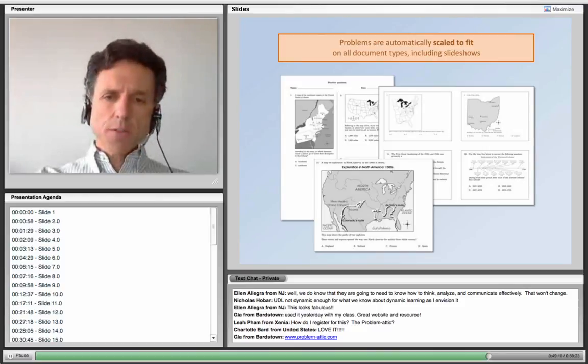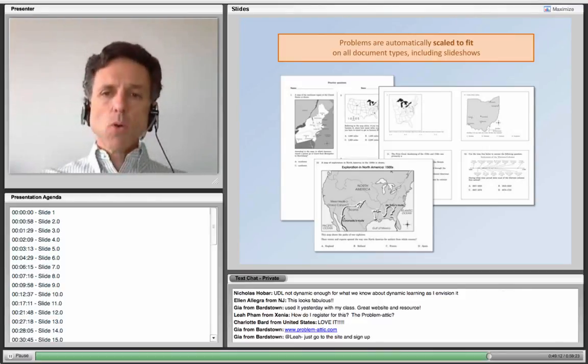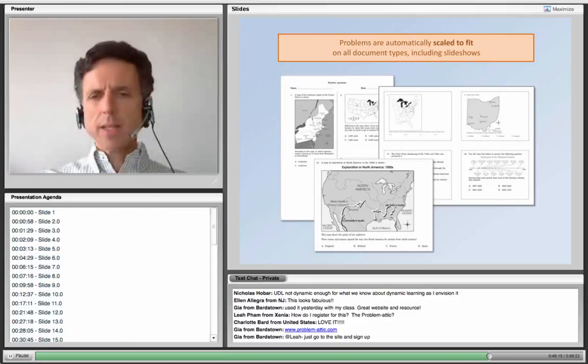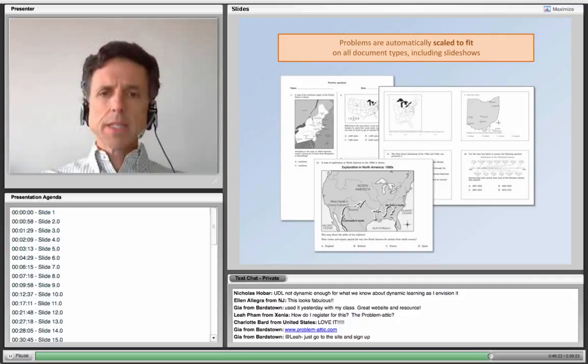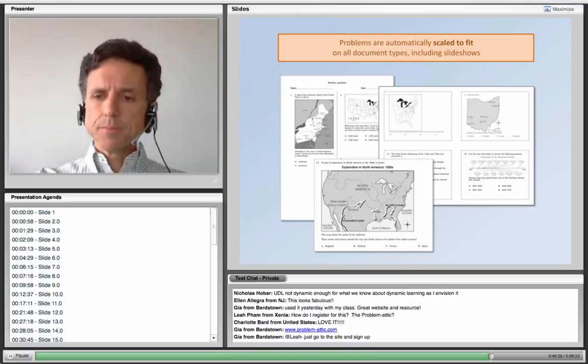So if you want to make flashcards for students to do warm-ups or games, the questions are automatically scaled to fit, and I think that's a huge step forward as we start delivering them to small screens, tablets and phones. I think the importance of that scaling will be even clearer.